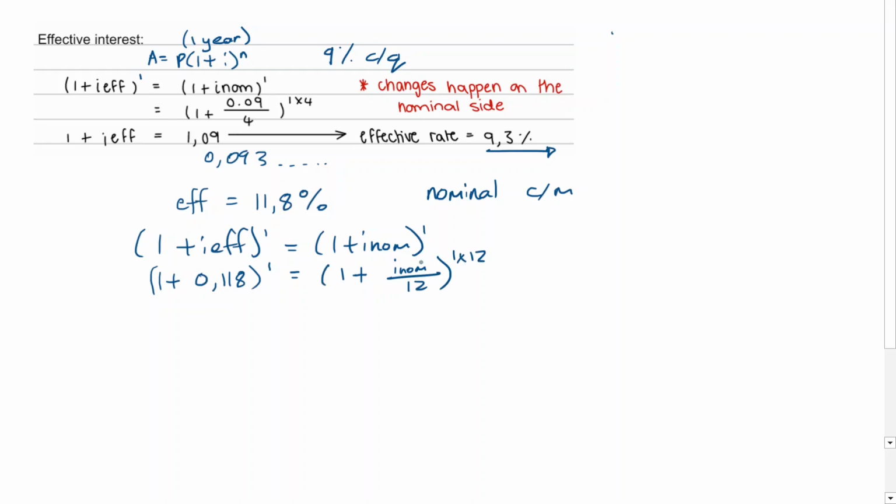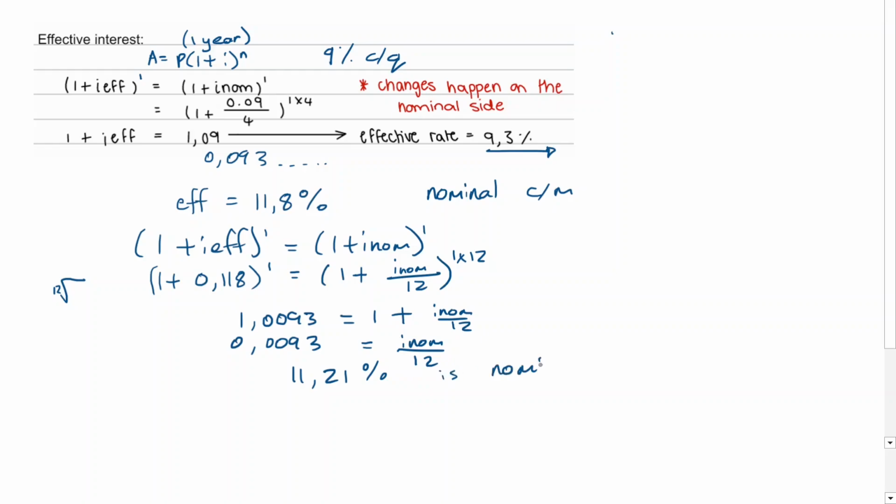And so how would I get myself out of this question? What I'd have to do is I would have to 12th root my answer. So if I 12th rooted this side, I get my answer of 0.093. Then if it was me, I'd take the 1 across next. And then to finish off the question, you're trying to get the nominal amount, so you're going to have to times by 12 and then times by 100 to turn it into a nice percent. And so my final answer was 11.21% is the nominal interest rate. And so that's effective interest rate going backwards.